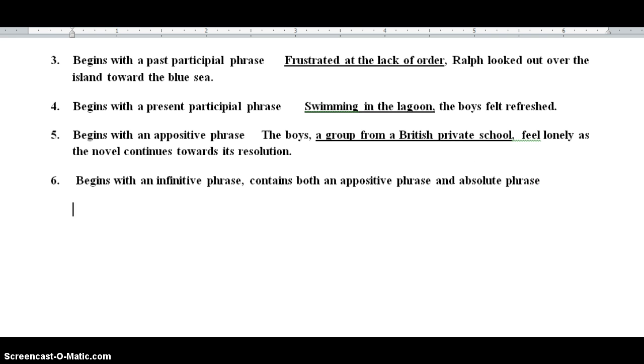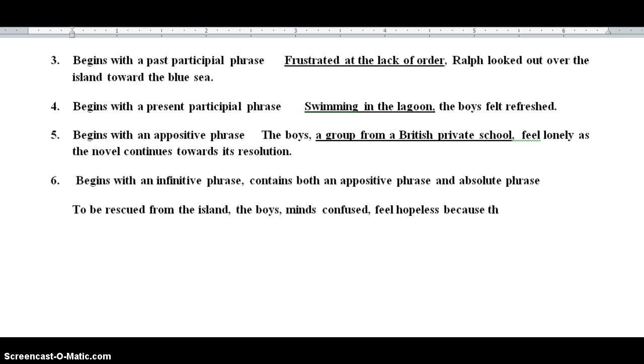So, quickly, to be rescued from the island, the boys, minds spinning, or minds confused, feel hopeless because the fire which went out of control got lost. Ugh, that's a terrible sentence.